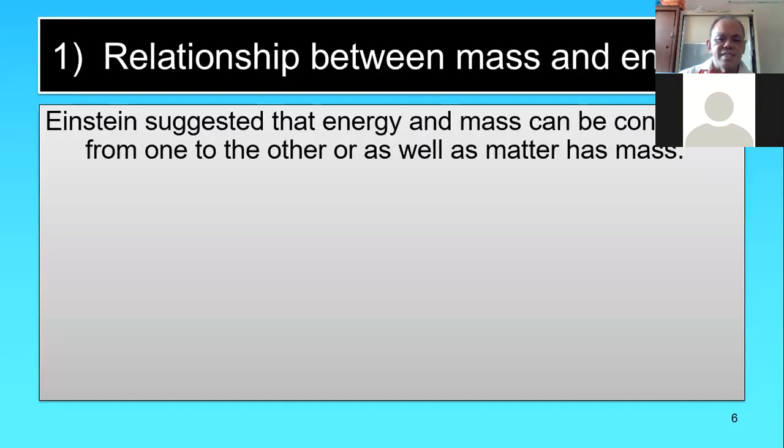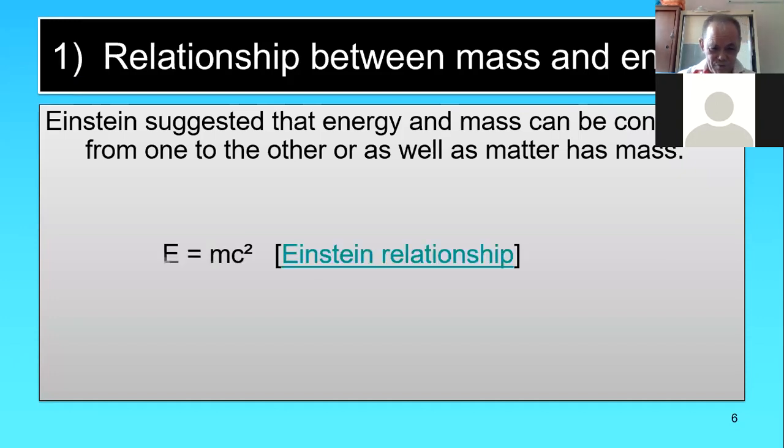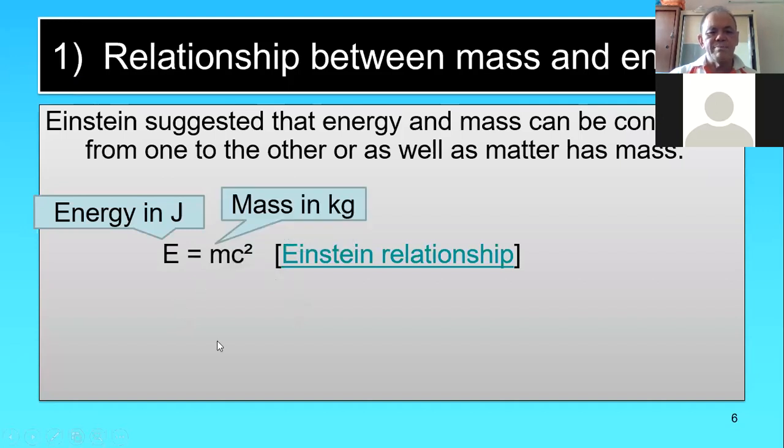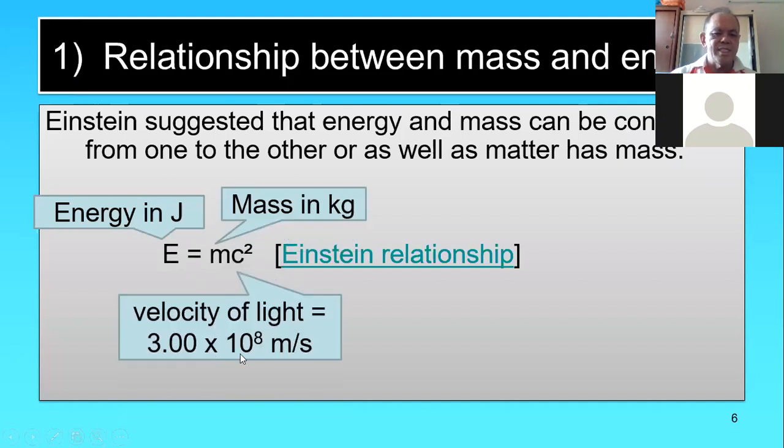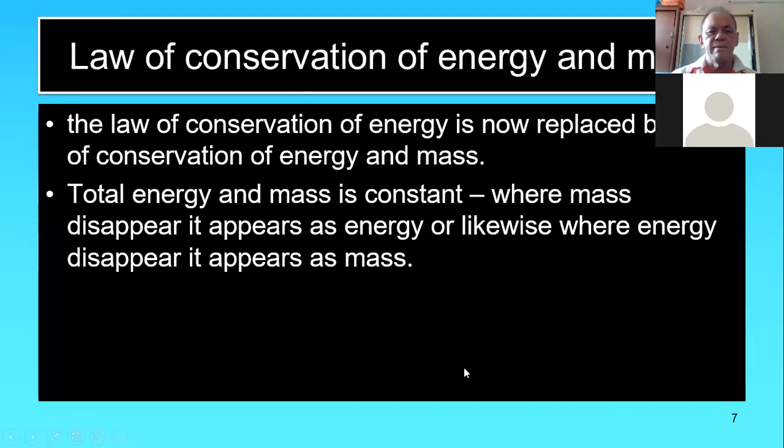Okay, relationship between mass and energy. Right? Einstein suggested that energy and mass are related by this formula. Mass can be converted to energy. Energy can be converted into mass by Einstein's relationship, right? Where E is in joule, m is in kilogram, c is the speed of light, 3 times 10 to the power 8 meter per second.